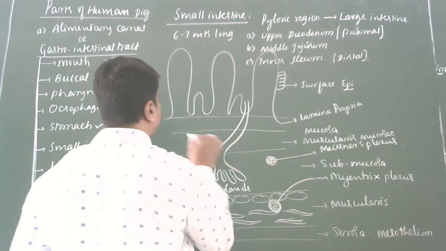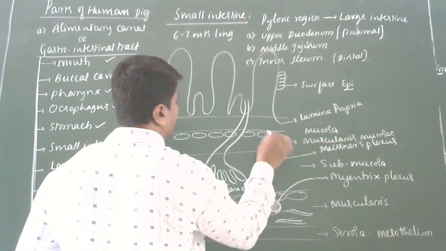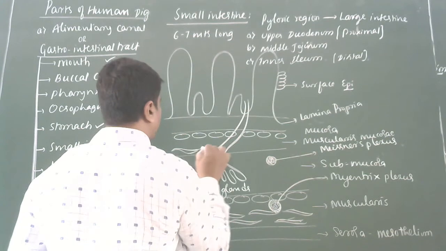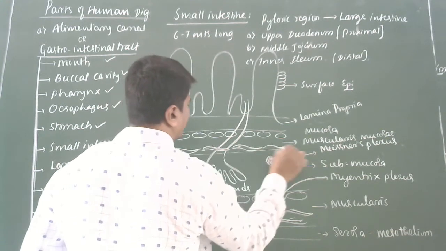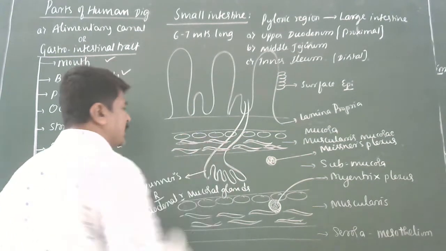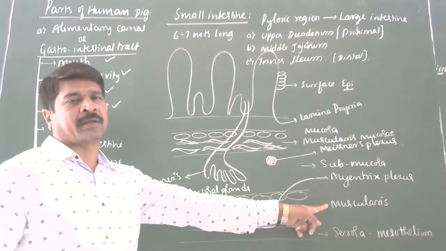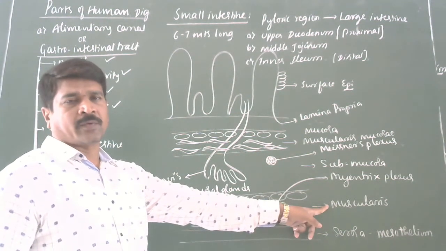Here, muscularis mucosae also contains two layers of smooth muscle fibers: outer longitudinal muscles and inner circular muscles. You remember this, exactly similar to the muscularis. Got it? What I am telling you.